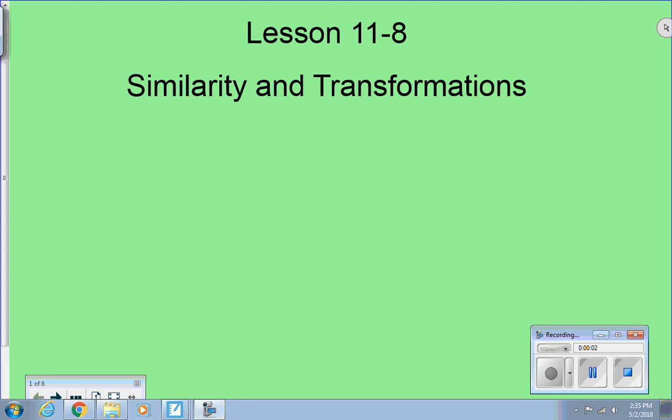Today is lesson 11.8, Similarity and Transformations. This is going to be your last one. This is our last section for this chapter.